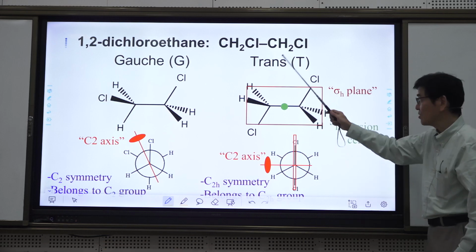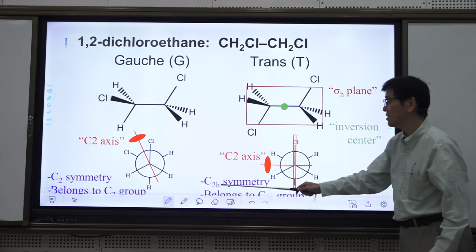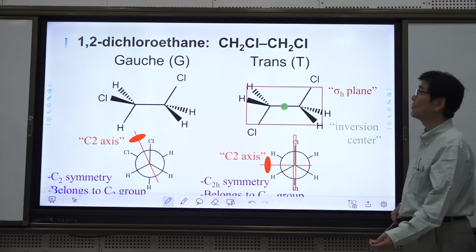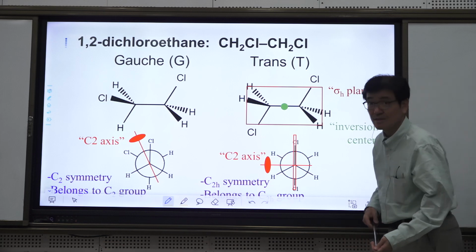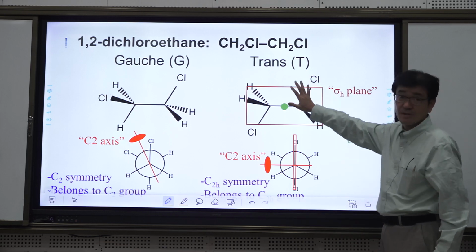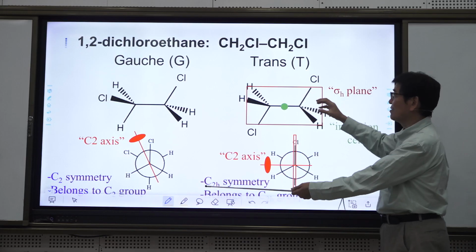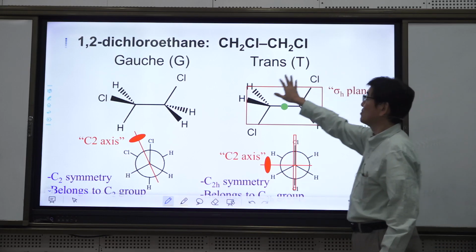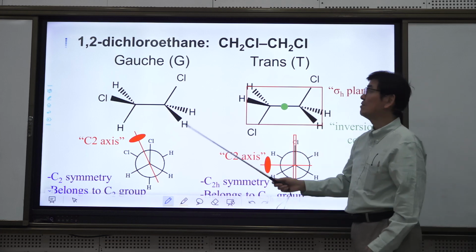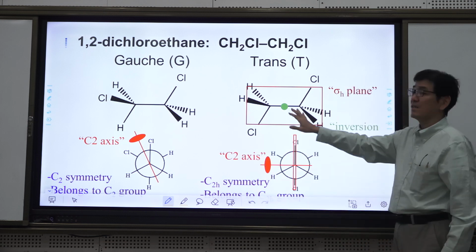In this case, this molecule is classified to C2h group, or we call it C2h symmetry, or this molecule belongs to C2h group. This is a difference between two structures. We know the number of atoms is the same, and probably along with the rotation, these two structures are compatible to each other. But when we describe the static structure, there is a clear difference between the two.